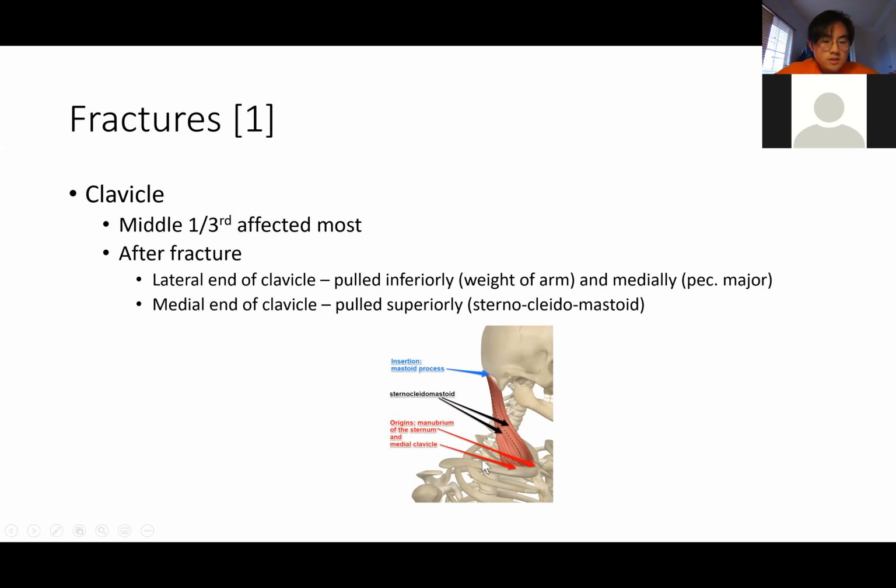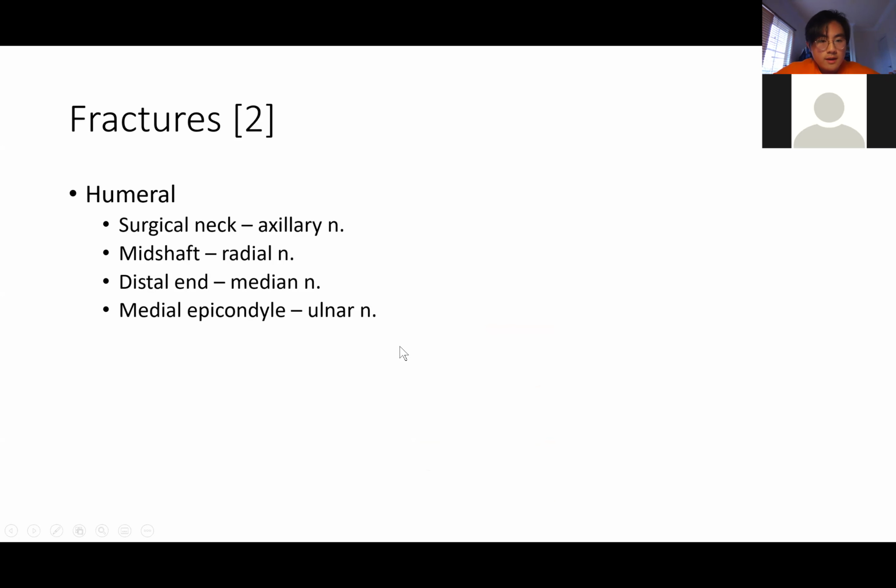So you can imagine if there is a fracture somewhere along the clavicle, the lateral end will pull down really far. And it will also go in medially because of the Pec Major. And if you remember the origin and insertion of the Pec Major, you'll know why. And the medial end is pulled up by this muscle here, the sternocleidomastoid. So sterno means sternum, cleido means clavicle, mastoid is just a thing on the head. Okay, you don't need to know this muscle. But because of this muscle, the medial end of the clavicle is pulled up. So that's the fracture of the clavicle. Pull down, pull up.